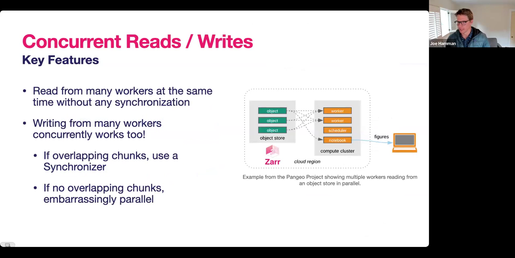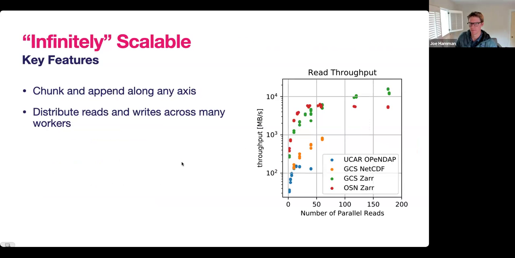Zarr supports concurrent reads and writes. So you can read from many workers at the same time without any synchronization, so that all those workers can read independently. And you can write from many workers too. If you don't have overlapping chunks, writes are embarrassingly parallel. And if you have overlapping chunks, you need some sort of synchronization, but Zarr Python 2 at least ships with that. So this really allows you to throw a ton of compute at problems that use Zarr. And we did that a lot over the last few years.